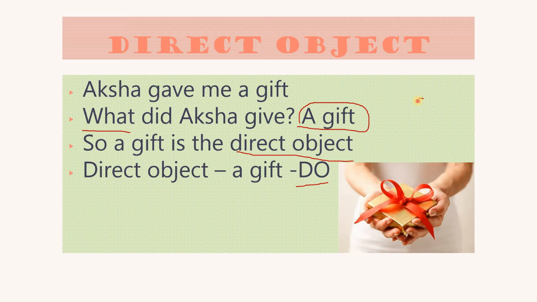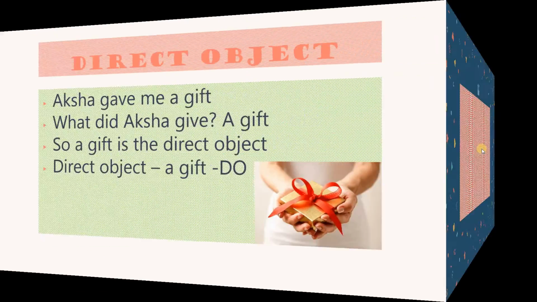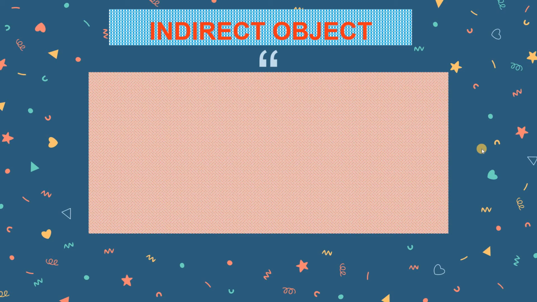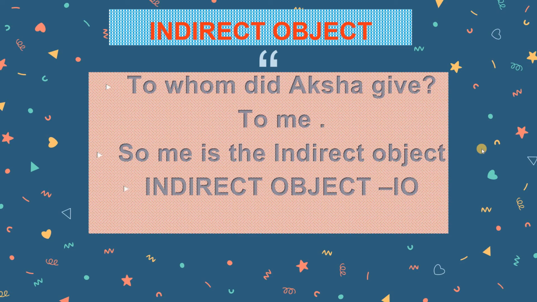Subject is always denoted by S. Verb is V. Complement is C. Adjunct A. Object O. Indirect object. To whom did Aksha give? To me. This to me is the indirect object. To whom என்ற கேள்விக்கு பதில். So to me is the indirect object denoted by IO.